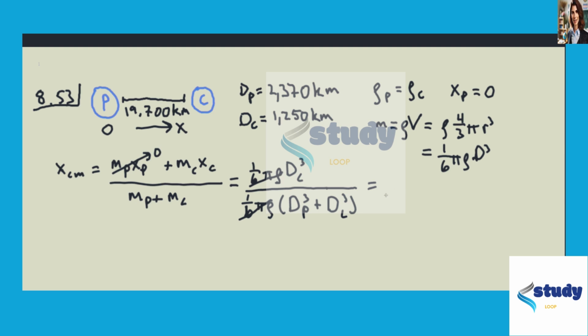Oh, I almost forgot that. And you put the numbers in, and we discover that the center of mass is 2,520 kilometers. And this will be from the center of Pluto, because that's how we set up our coordinate system.